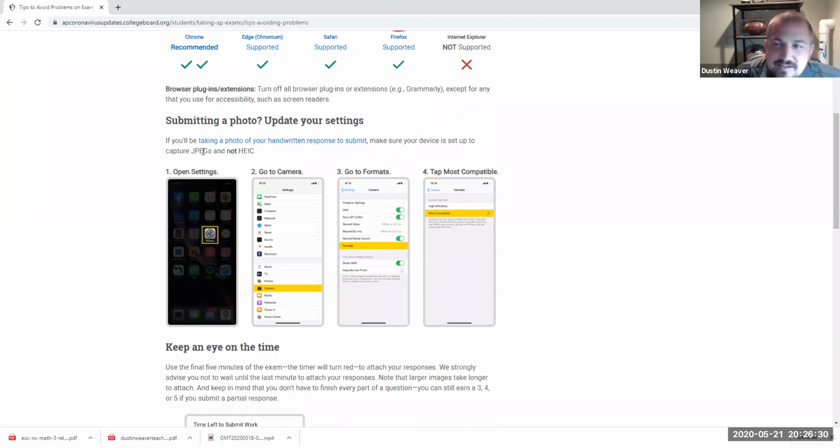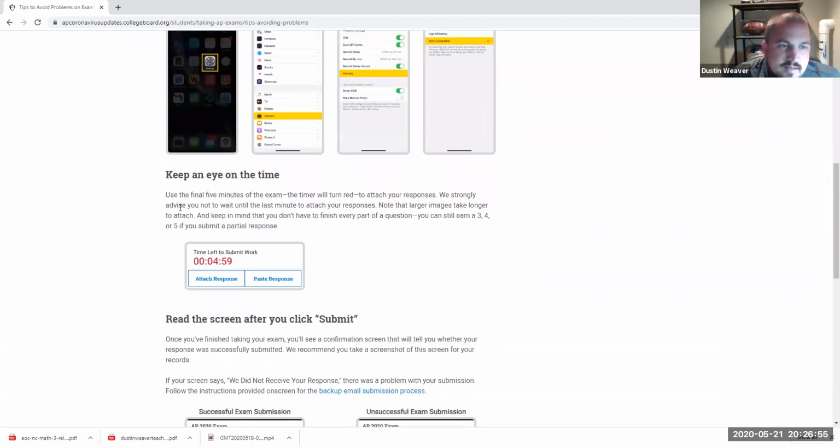If you are submitting a photo, so if you're going to write your response and take a photo of a handwritten response, make sure your device is set up to capture JPEGs and not HEIC. And you can check that by going to Settings, then Camera, then Formats, and making it the most compatible, okay?